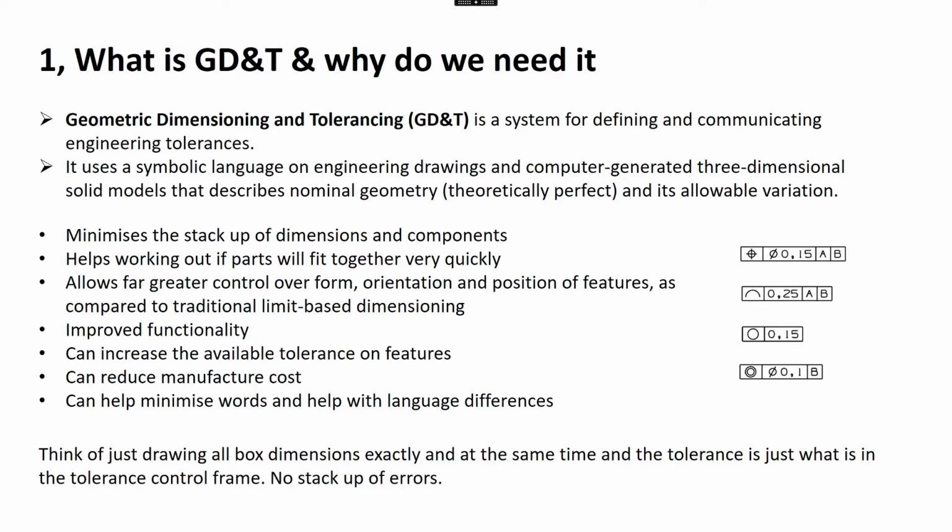One of the reasons why is because we can increase the available tolerance on certain features while using this system. I've put a comment at the bottom. If you think about just drawing box dimensions, the tolerance is basically what's in these boxes. This is how the system works. We define the position of something using box dimensions, and box dimensions don't have a tolerance on. So if you think of it as just drawing that dimension or feature exactly using the box dimension in a CAD package or whatever, then the tolerance that applies is just what's in these boxes. That's how GD&T works.